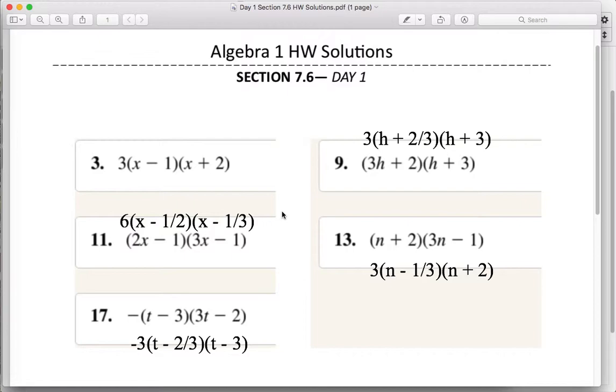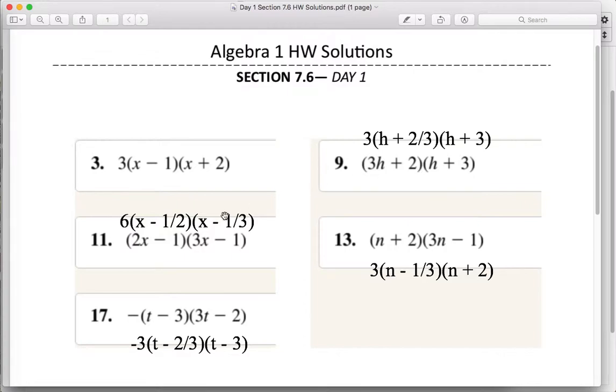So question number 3. That one, all you had to do was factor out a 3 from everything, and then it was factorable. So it was 3 times the quantity x minus 1 times x plus 2. Question number 9, you divide out a 3, and then the answer was h plus 2/3 times the quantity h plus 3. If you distributed this 3 right here to the first expression, then it would be 3h plus 2 times h plus 3. We talked about you don't need to do that. You just might want to do it though if you want to check your answers with the back of the book.